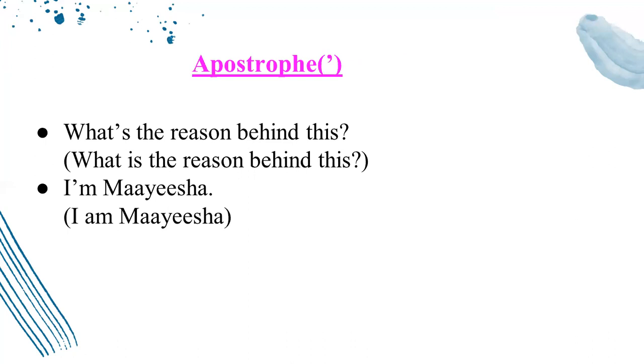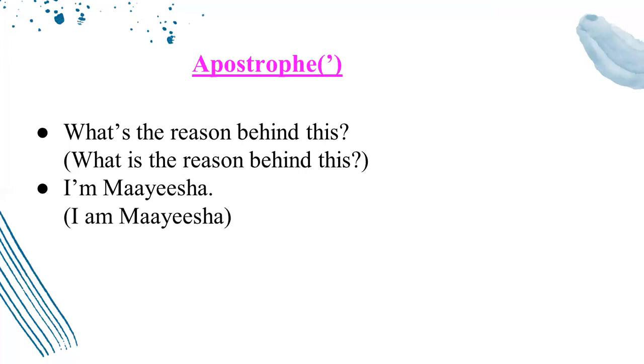Apostrophe. Have a look here. What's the reason behind this? That means, what is the reason behind this? Here, "I" has been omitted and instead an apostrophe has been used. Next, "I'm Maisha" means "I am Maisha." Here, "a" has been omitted and instead an apostrophe has been used.